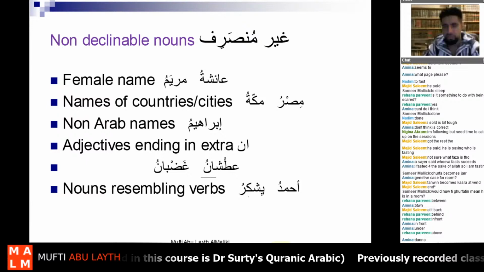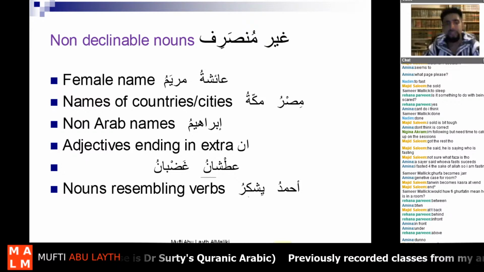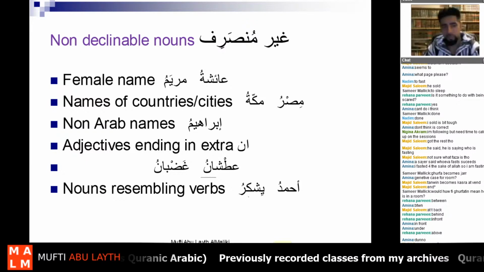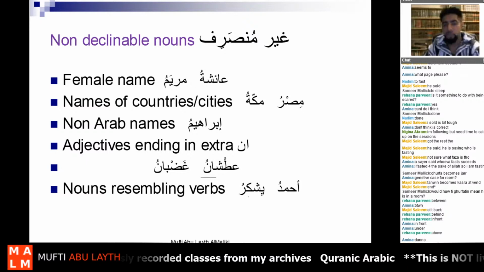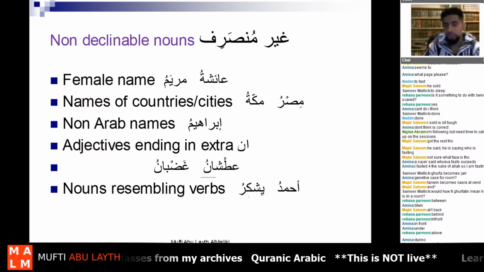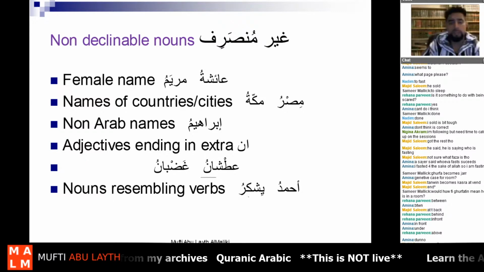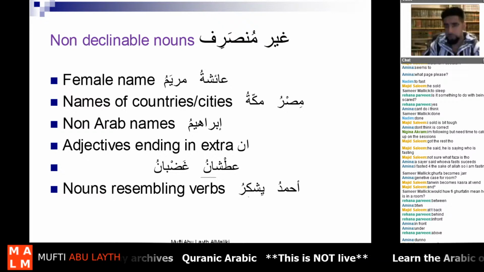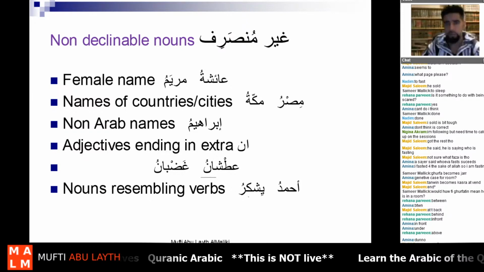But you can see, as far as we're concerned right now, if this ān is added at the end of an adjective to describe it, that adjective becomes ghayr munsarif, non-declinable. So it cannot have tanween. Also, nouns which resemble verbs, like Ahmad, Yashkur. Yashkur sometimes is used as a name, or any other, you'll learn as you go along. These are nouns now, but they're actually on the pattern or scales of verbs.